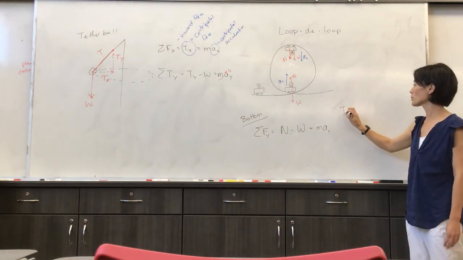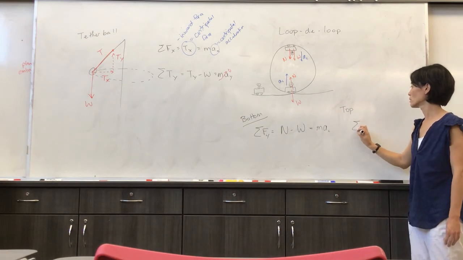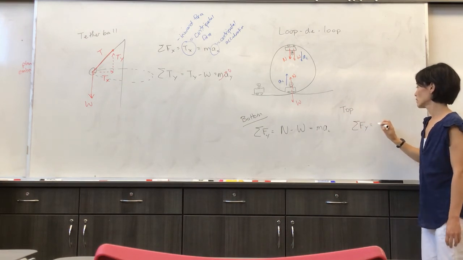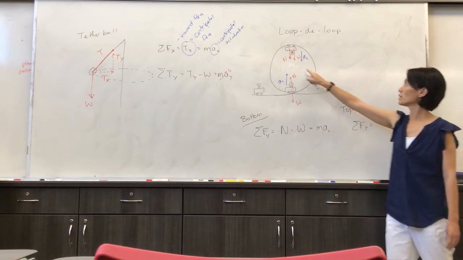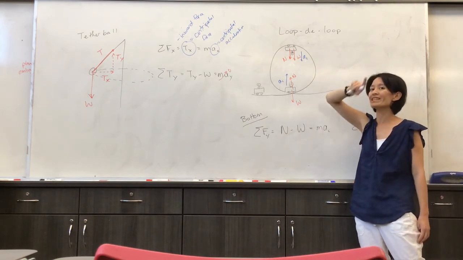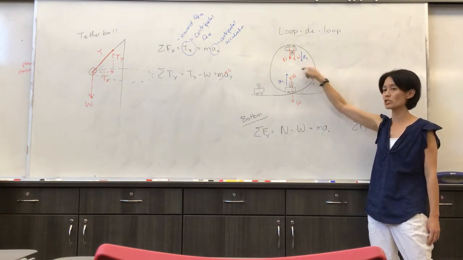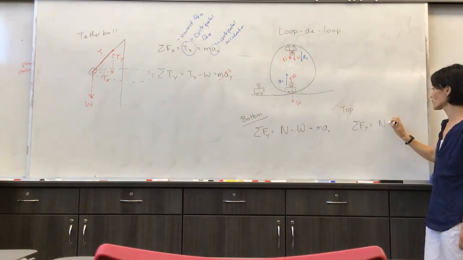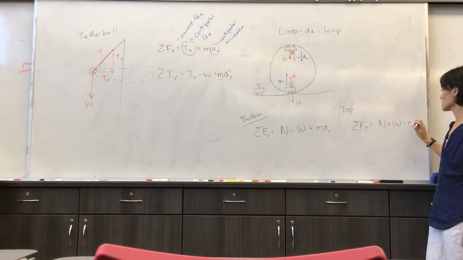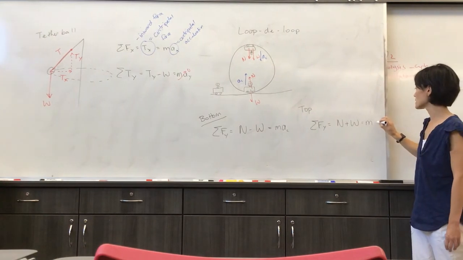But for the top, this is going to be, well, they're both pointing down, and they're both pointing in the same direction as the centripetal acceleration. So they're both positive. Normal plus weight is equal to m a_c.